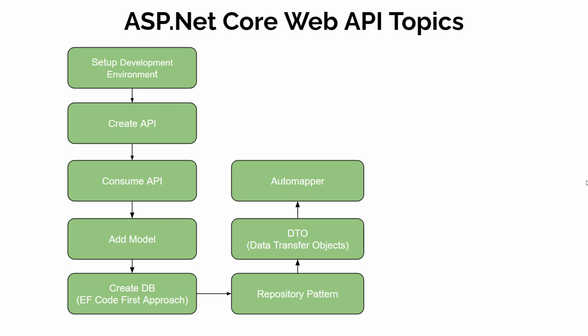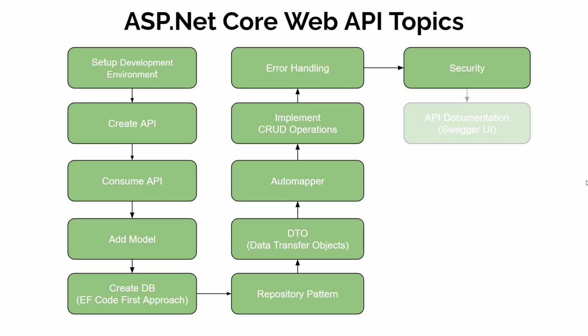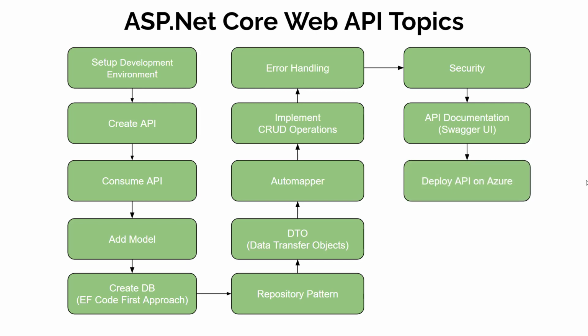After setting all these patterns and best practices, we will implement CRUD operations for the city model. Next, we will learn how to handle exceptions in the API. Then we will implement security so that malicious users cannot get access to our sensitive data. Next, we will see how to create beautiful documentation that we can provide to our API consumers. Finally, we will deploy our API on Microsoft Azure and IaaS.